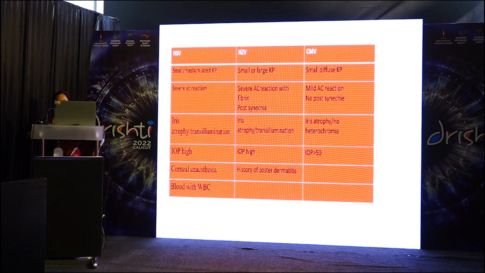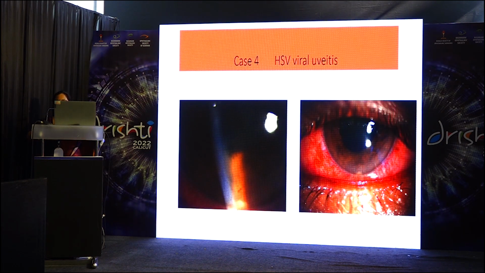Now these are the other viral uveitis, in which we have your HSV. In HZV, we have to ask the history of zoster dermatitis. And in CMV, as compared to the other two, the AC reaction is relatively less, and there are no posterior synechiae, and the IOP is more than 50 millimeters. Now this is another lady who presented with a hypopyon with a little amount of blood-streaked hypopyon. So this was a case of HSV viral uveitis.